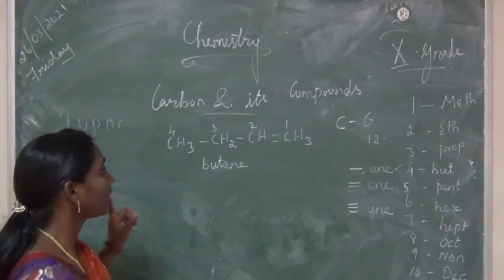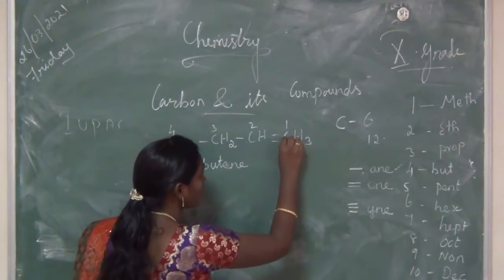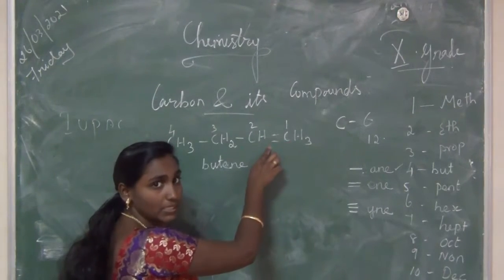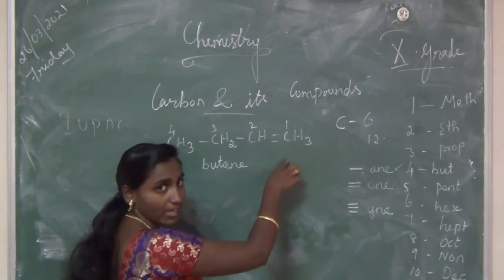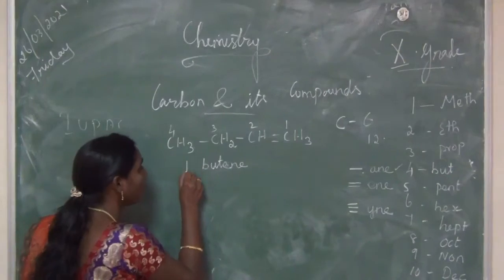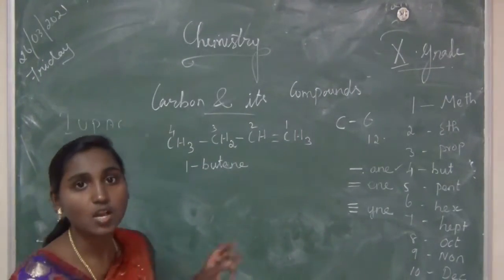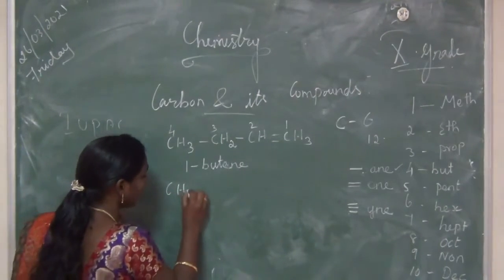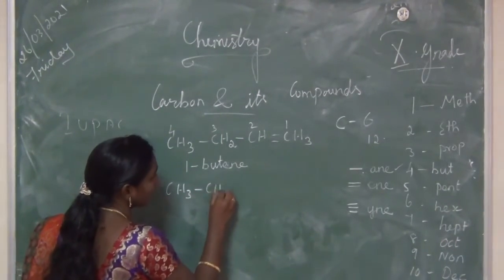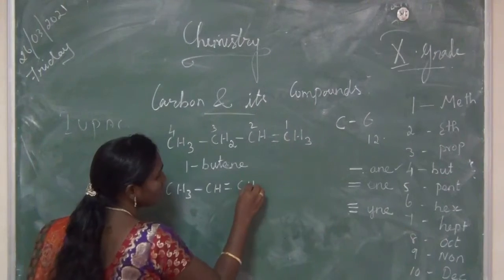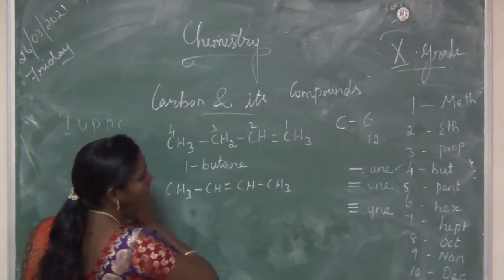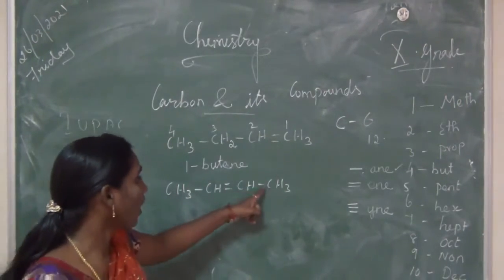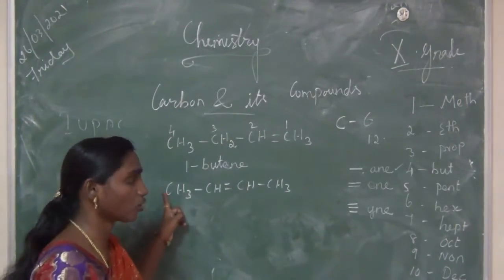Or we can write one more name here. The double bond is near which carbon? The first carbon, right? So we can write 1-butene. This name is 1-butene. One more example, CH3, CH double bond, CH3. So now can you say the name? How many carbon atoms? 1, 2, 3, 4 carbon atoms.